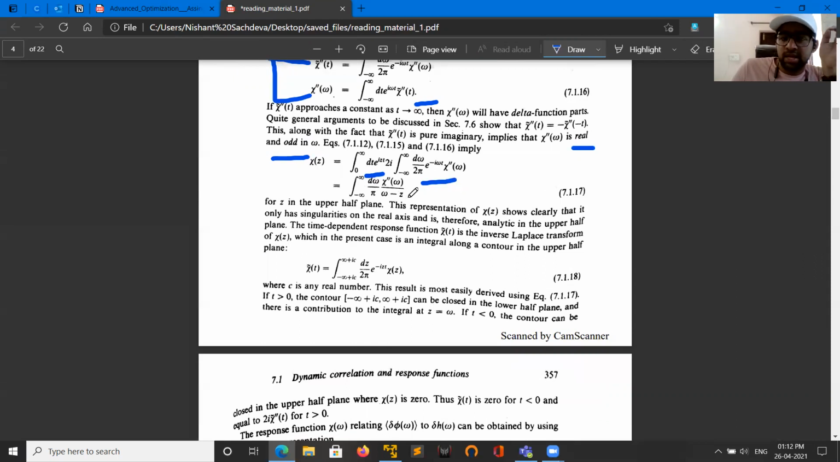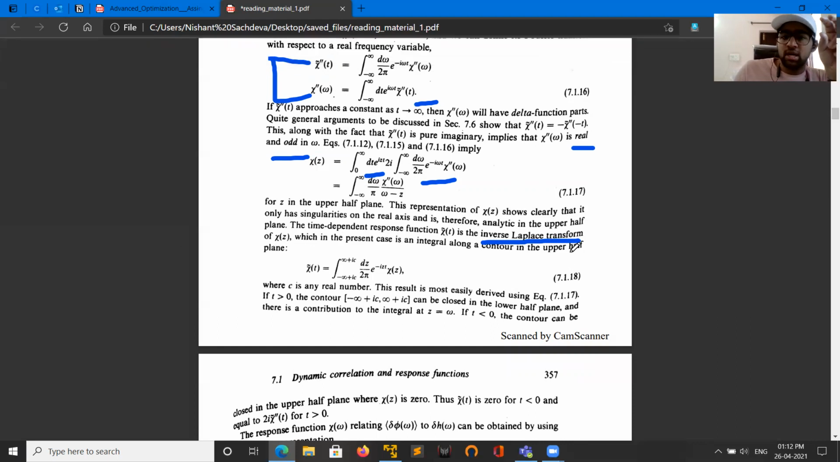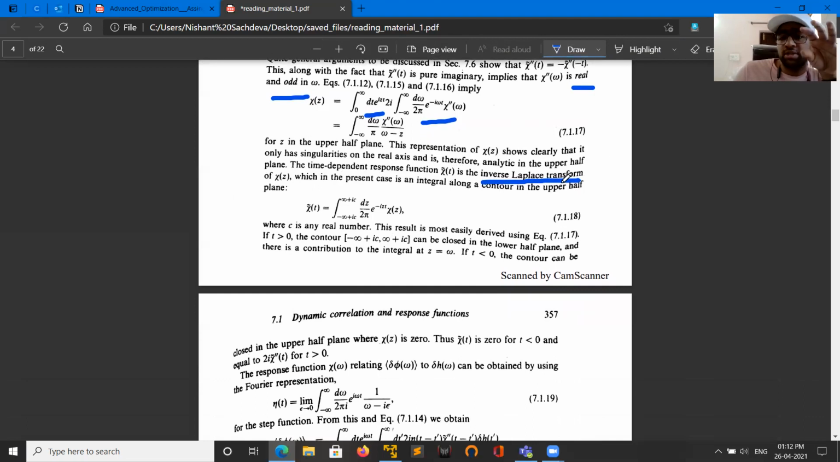This representation of χ(z) shows clearly that it only has singularities on the real axis. Now be careful here. Singularities usually would mean this is going to zero, something along those lines. It has singularities only on the real axis and is therefore analytic in the upper half plane. It's analytic in the upper half plane. The time dependent response function χ̃(t) is the inverse Laplace transform of χ(z), which in the present case is an integral along a contour in the upper half plane.